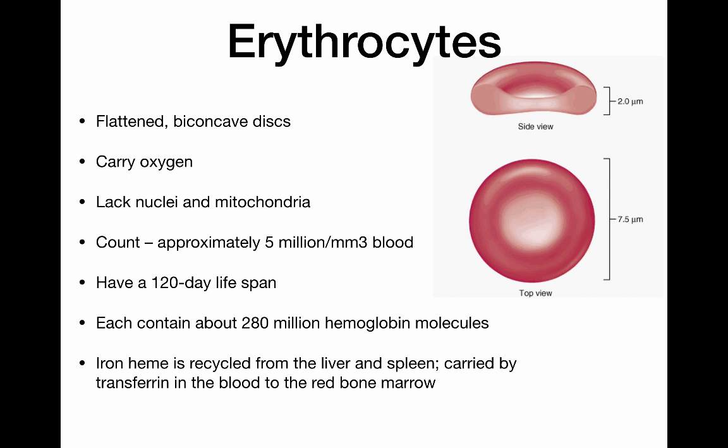So sometimes if you have a comprehensive iron panel, if you're an anemic person and they are looking to figure it out, they look at more things than just hemoglobin, right? They look at things like transferrin to make sure that you're able to actually transfer your basically recycled iron heme back to the red bone marrow so it can be utilized again.